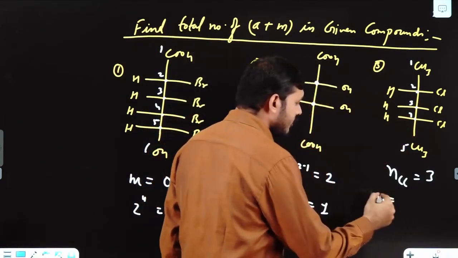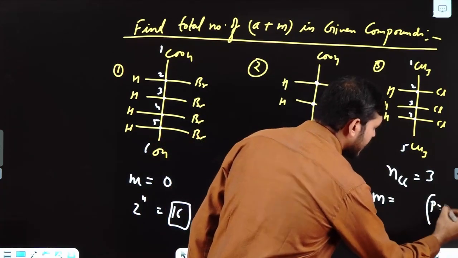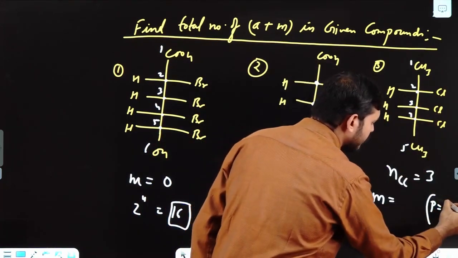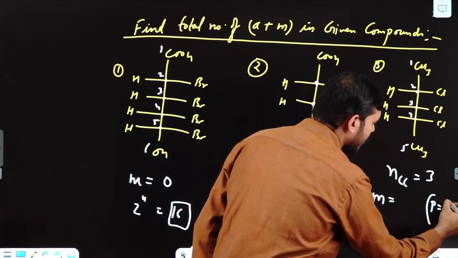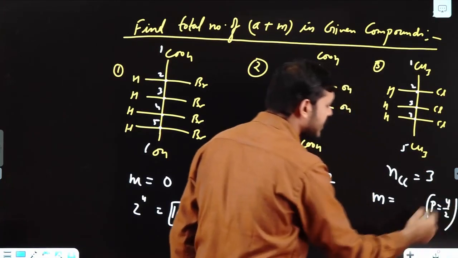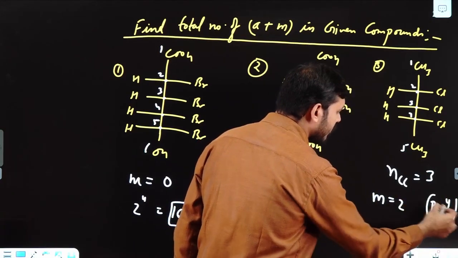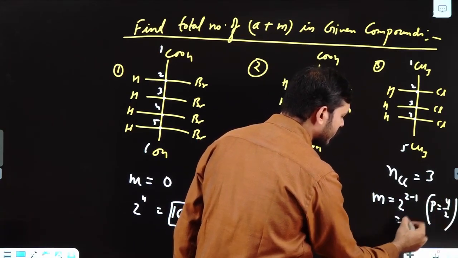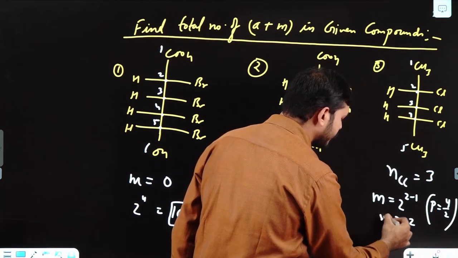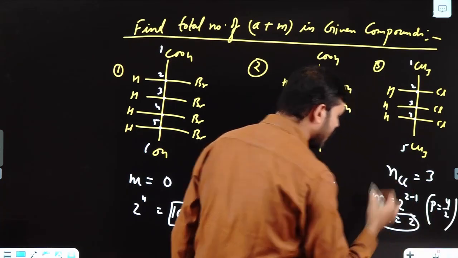So p equals (n plus 1) by 2, 3 plus 1, 4 by 2. Okay, so p is 2. Meso equals 2 to the power p minus 1. So 2 meso. Clear?